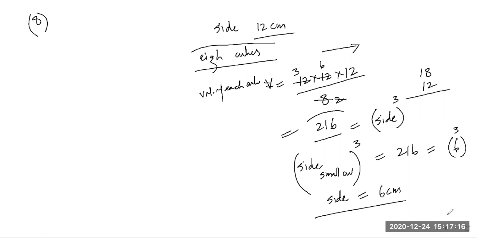Now we have crossed the boundary and we are going to go inside, and it's the ninth sum. But the first part is left. Find the ratio between their surface areas. So we want to find out the surface area of the smaller cube.